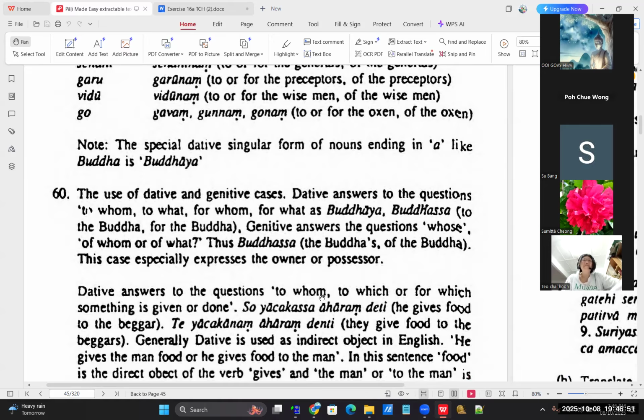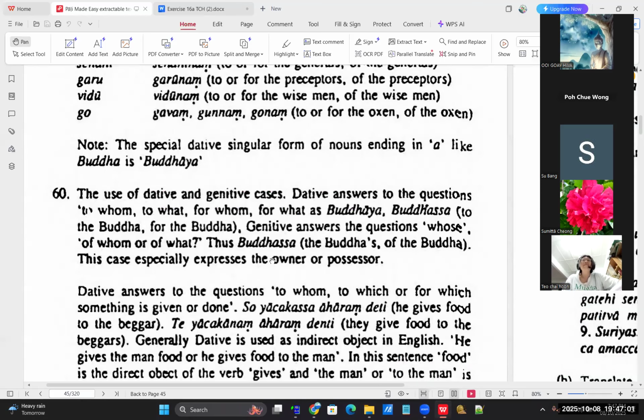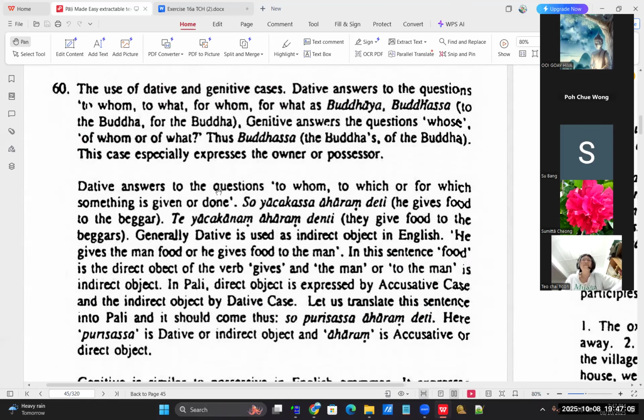And why do we need to study dative and genitive together? Because of the table of declension, remember the table of declension, these two have the same noun forms. Okay, never mind, it's okay. So for this example: to whom, to which, for who, for which.